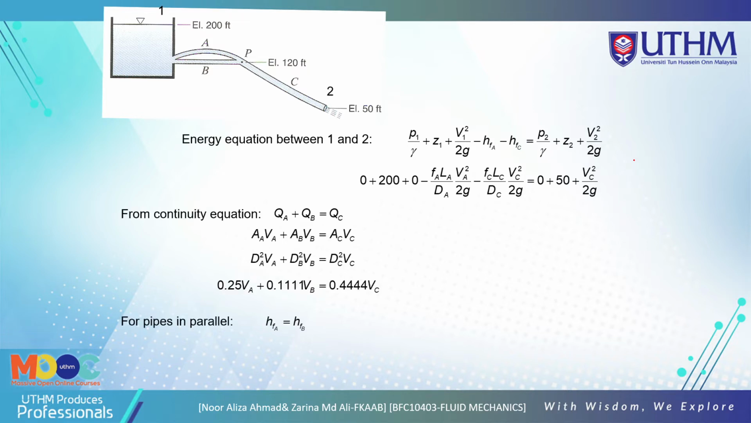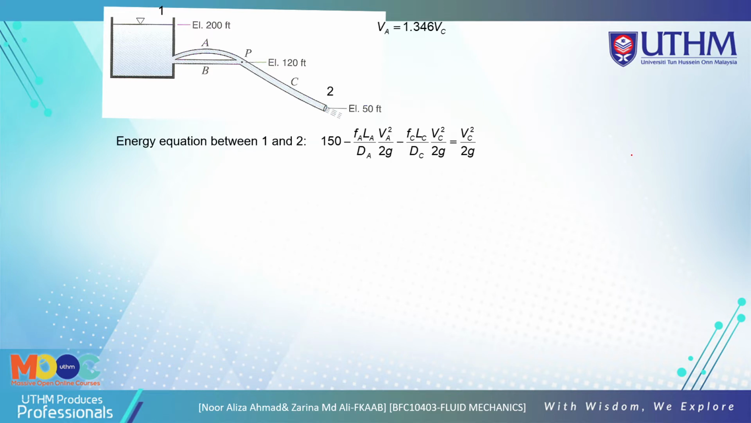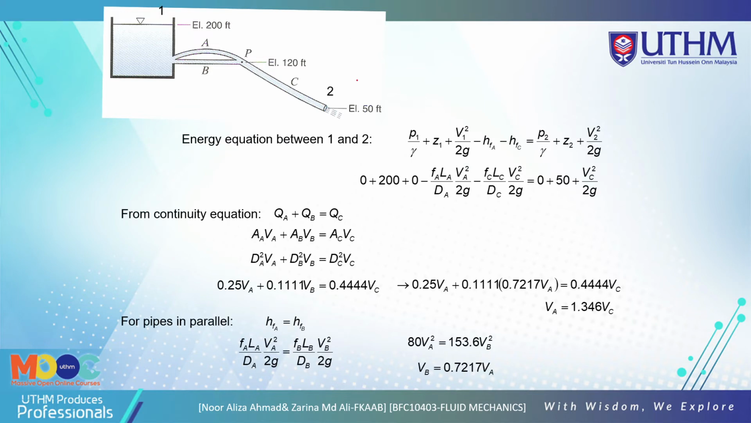So this is the same concept. You must find first the energy equation between 1 to 2 here, because this is open to the atmosphere. So you must use the energy equation between 1 to 2 here. So we can know that the P1 is 0, and P2 is also 0.